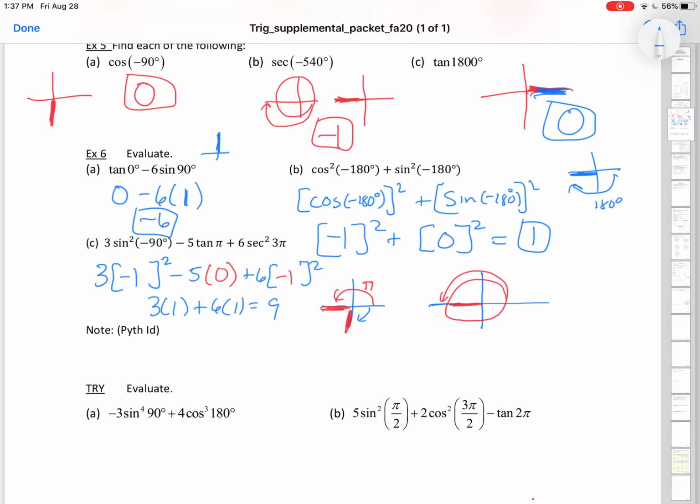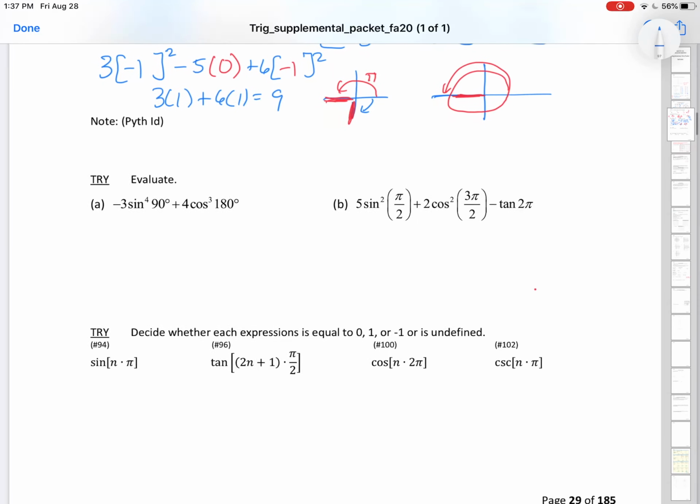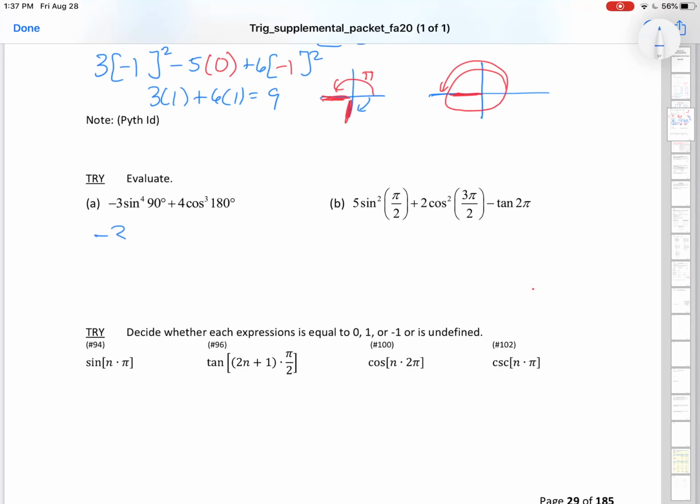And it's a great way to just try your trig skills out in a larger setting, and it just continues, right? This is negative 3 times sine of 90, which is 1. Sine corresponds to the y. Cosine of 180 degrees is off on the left-hand side. Cosine corresponds to x, so it's going to be a negative 1, and we're going to cube it. And so we just run this and get negative 3 minus 4 for negative 7.